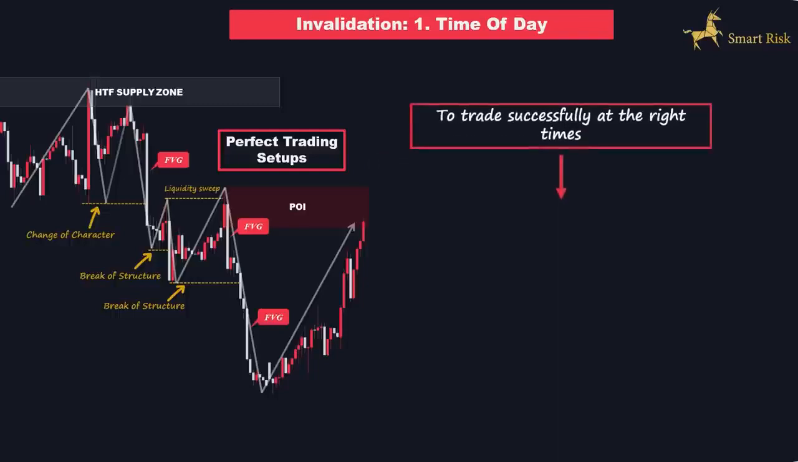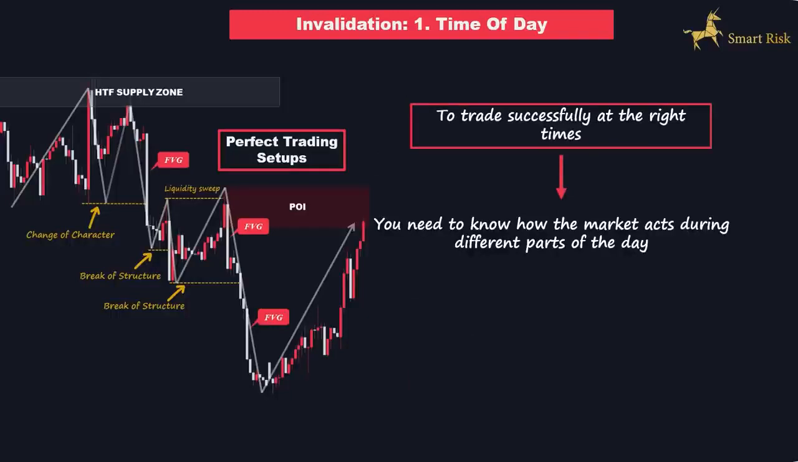To trade successfully at the right times, you need to know how the market acts during different parts of the day. Each part has its own behaviors, like how things move in Asia, or when London has reversals or fake-outs.